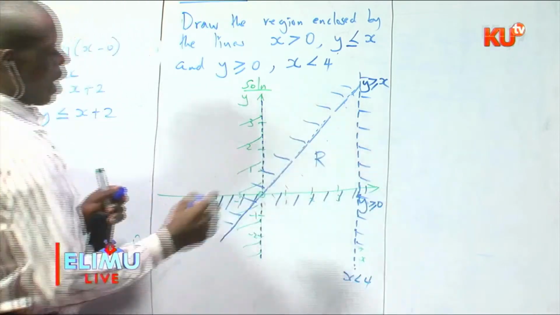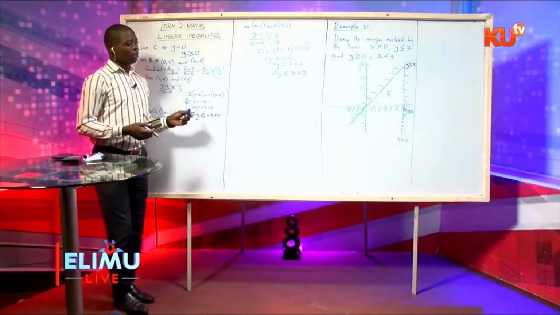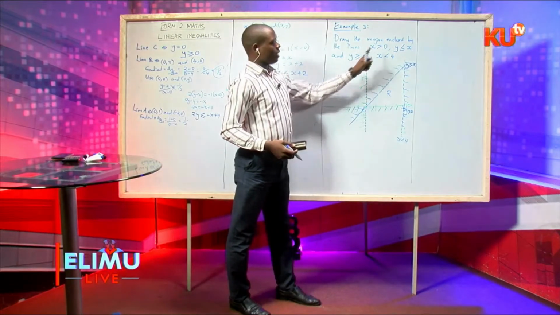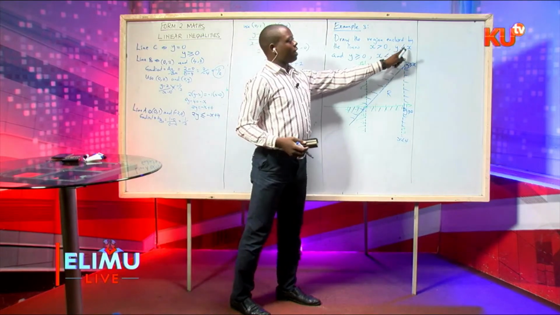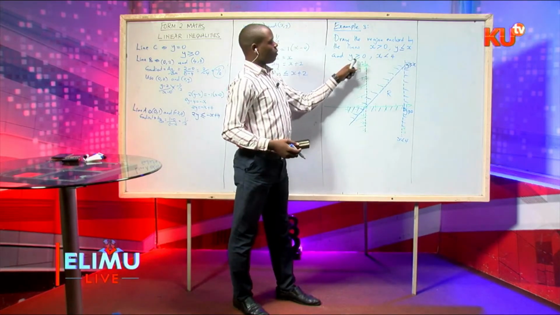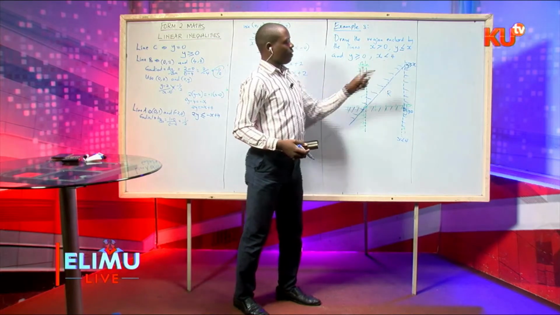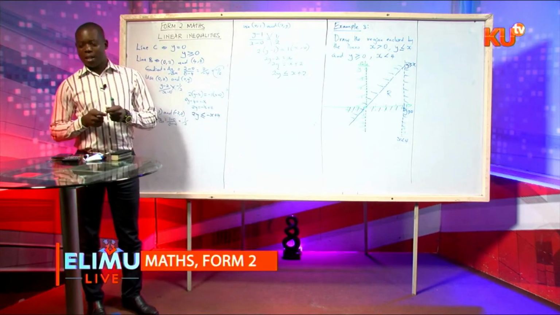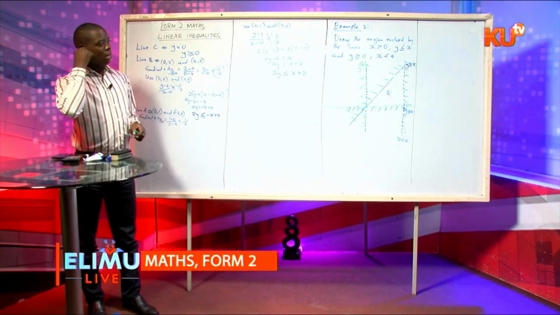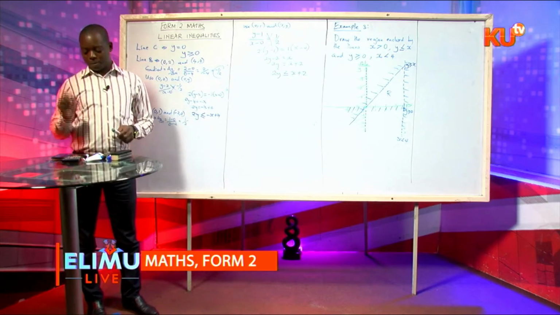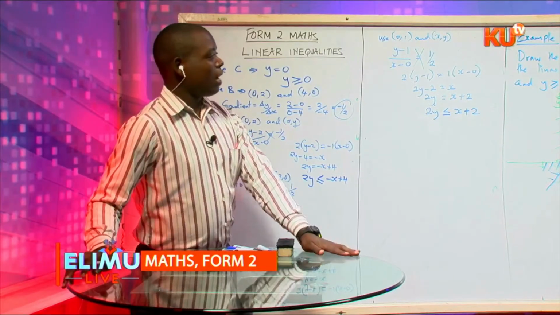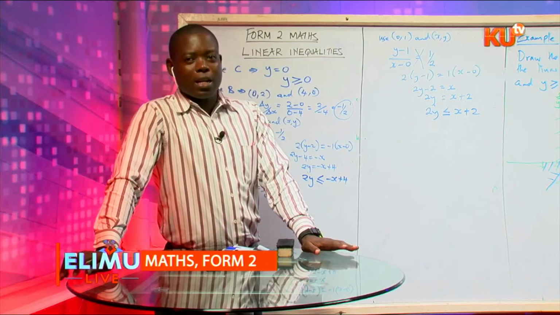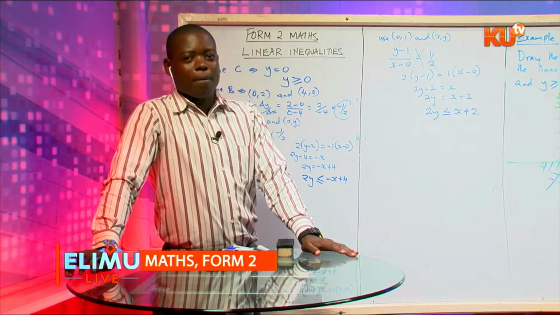So that now we have a region R. We've only changed this so that we can obtain a defined region based on the inequalities that we have: x greater than or equal to 0, y less than or equal to x, y greater than or equal to 0, and x less than 4. Those are just simple things that you can look at when you're drawing the inequalities that define a given region. So let's look at some of the questions that have been tested in this topic from the previous KCSE questions.